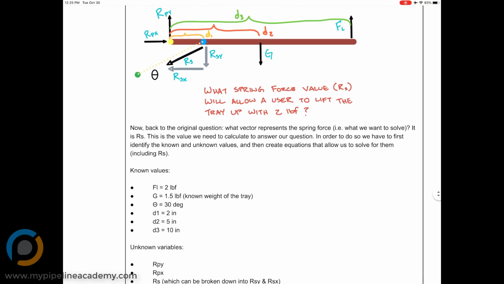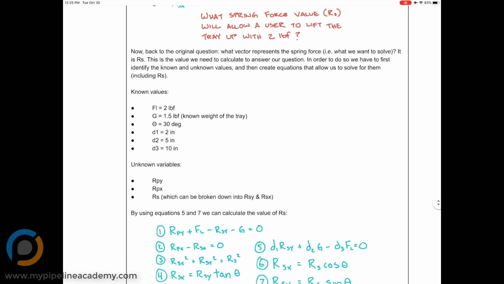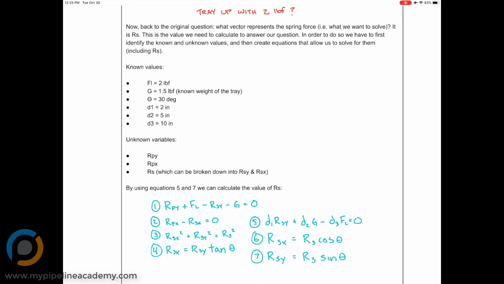Okay, so back to the original question: what vector represents the spring force? What we want to solve for is RS. This is the value. You gotta get going. I'm sorry, can we leave it off here? Okay. Yeah.